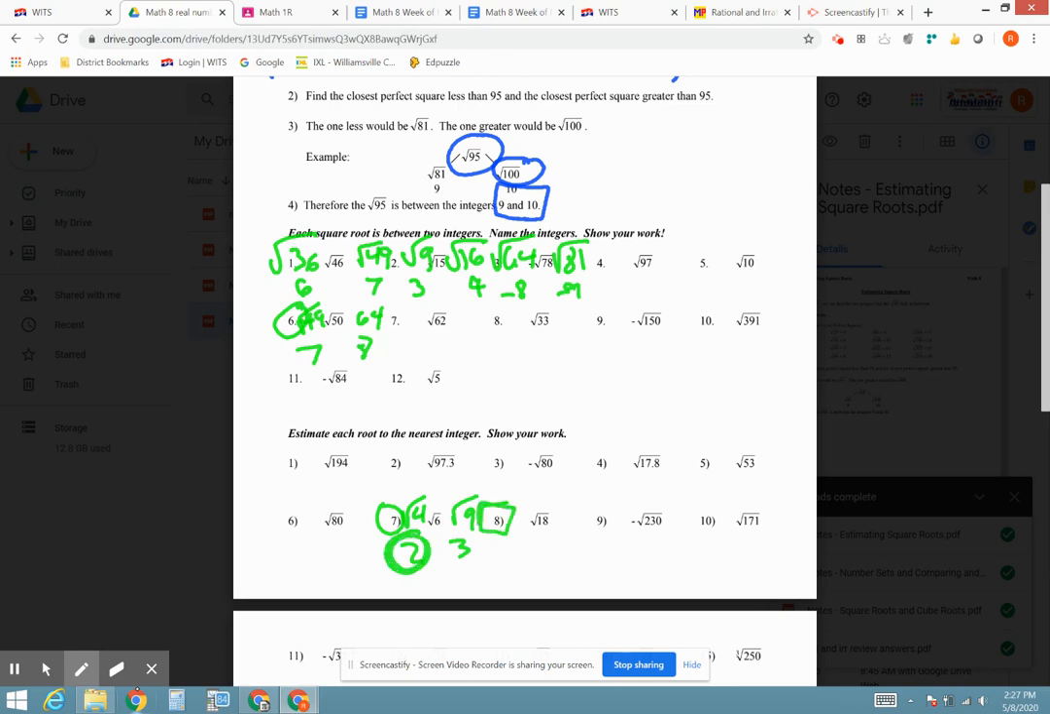You guys try number 8. So the square root of 18 is between the square root of 16 and the square root of 25. The square root of 18 is closer to the square root of 16 and therefore is closer to the answer of 4. That's it. That's how we estimate.